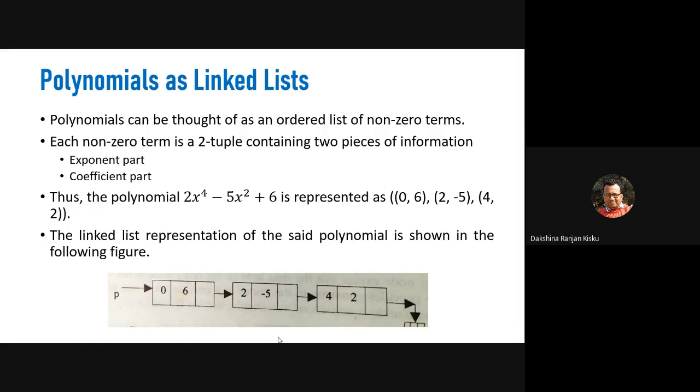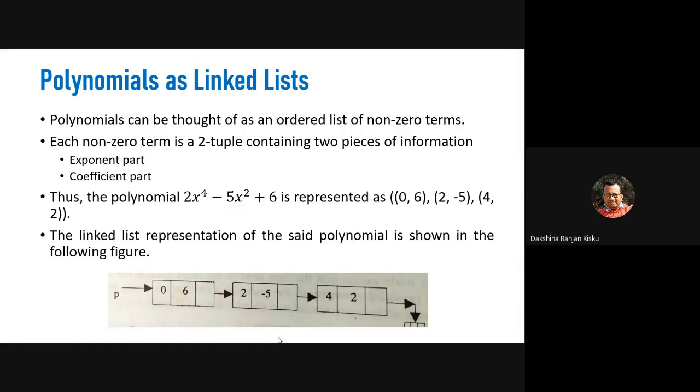Okay. Then -5x^2. So here -5 is the coefficient part, and in x^2, 2 is the exponent part. And then we have plus 6. Okay. So here 6 is the coefficient part, and the exponent part is 0. That means if we write x to the power 0, then we obtain 1. So here the exponent part is 0 and the coefficient part is 6.